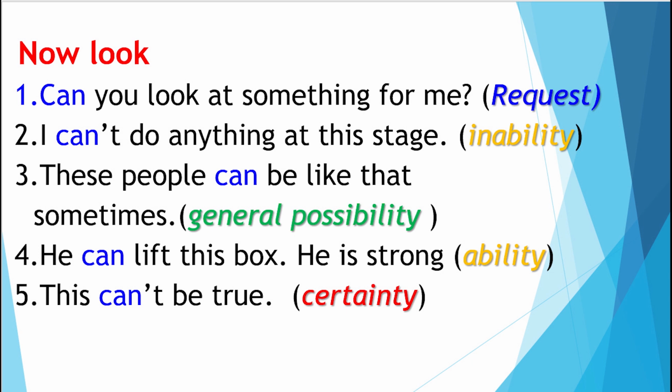Number 5, this can't be true. It's like he's saying, I can't believe it. Okay? I can't think that this can be true. So this person is expressing his certainty. He's feeling sure that what he's hearing is not true. This can't be true. I can't believe this can be true. So I'm certain this is not true, in other words.